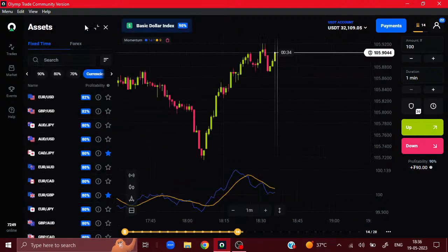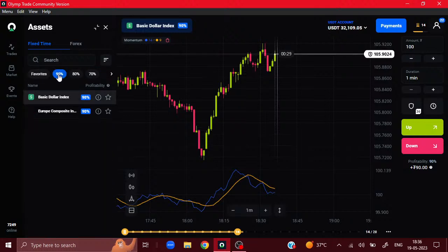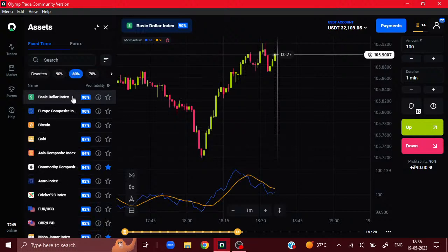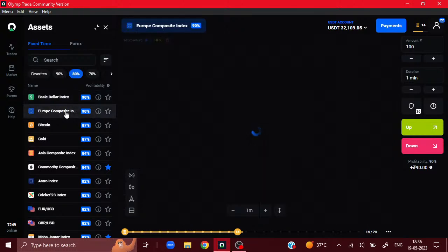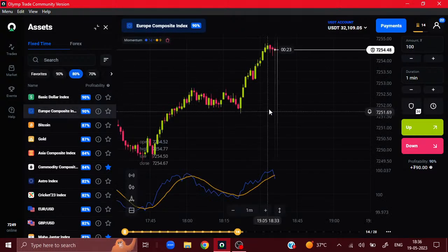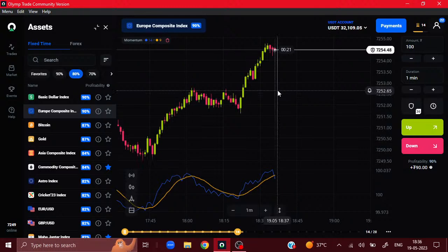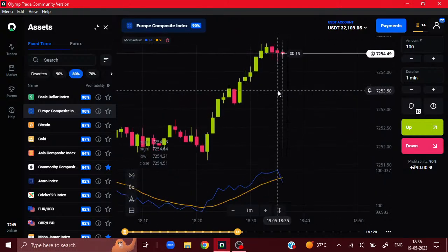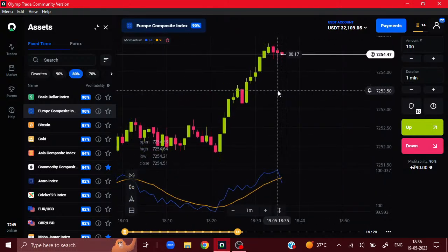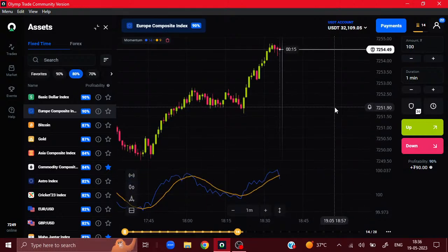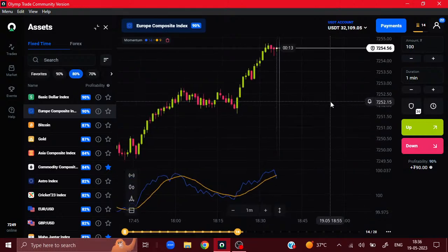So let us try to find some entries using the Excel strategy, guys, one by one. Let's look at all the assets and see whether we find an entry. Okay, we don't have an entry here.